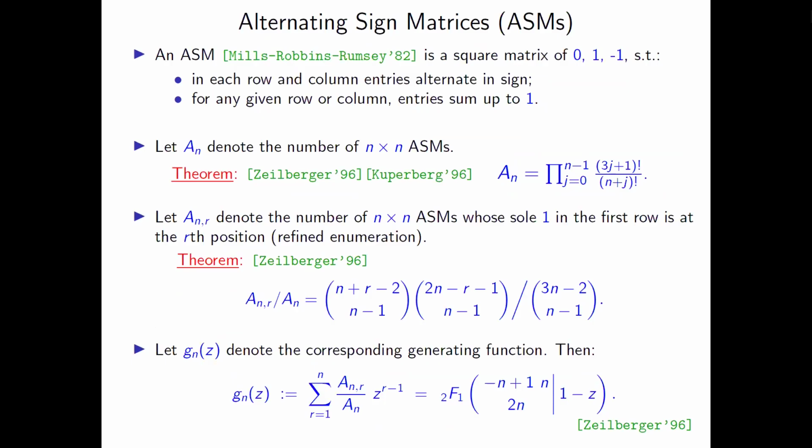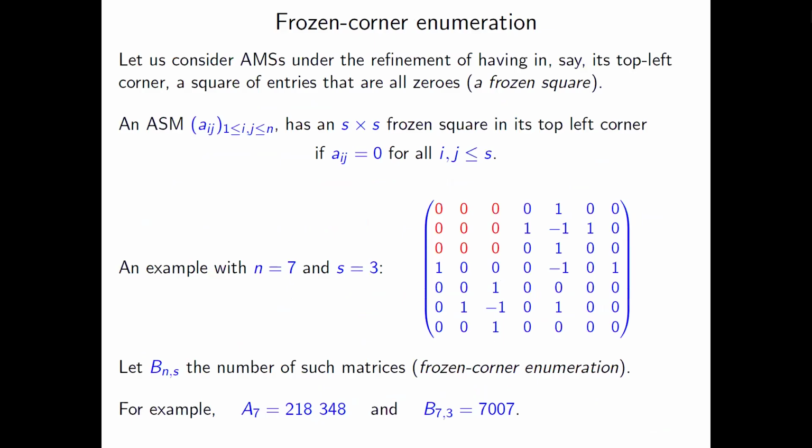So I will not define once more alternating sign matrices. Everybody knows here what they are. I will just denote by A_N, as usual, the plain enumeration, and by A_{N,R} the refined enumeration in the standard way. And I will introduce a generating function for the refined enumeration, where you use normalized numbers. And due to Zeilberger's result, you can plug in this number, and you see that the generating function is some hypergeometric polynomial.